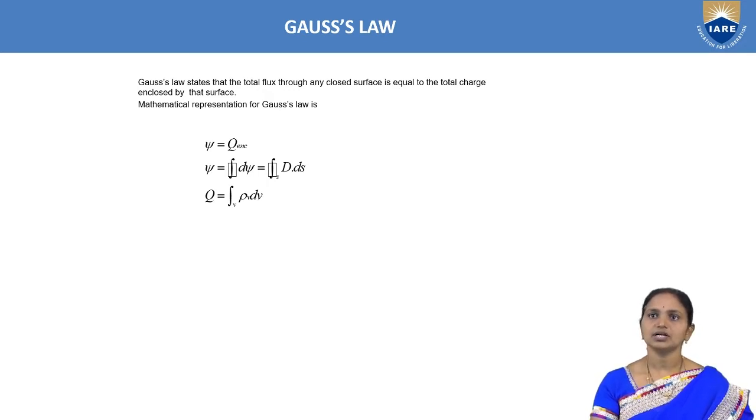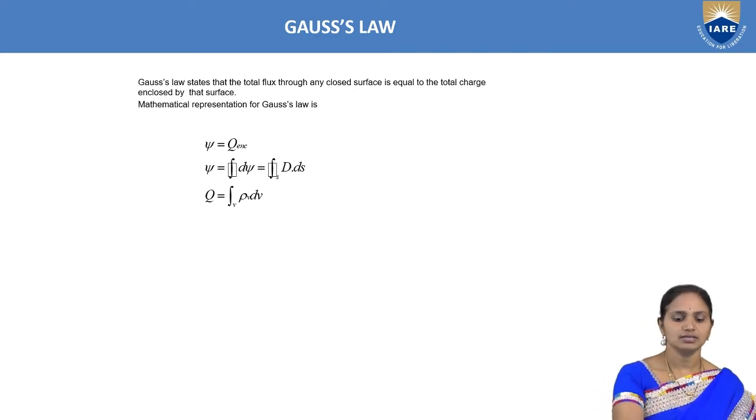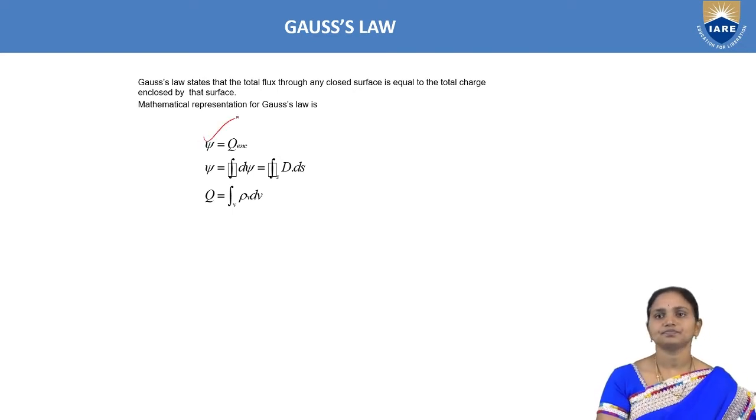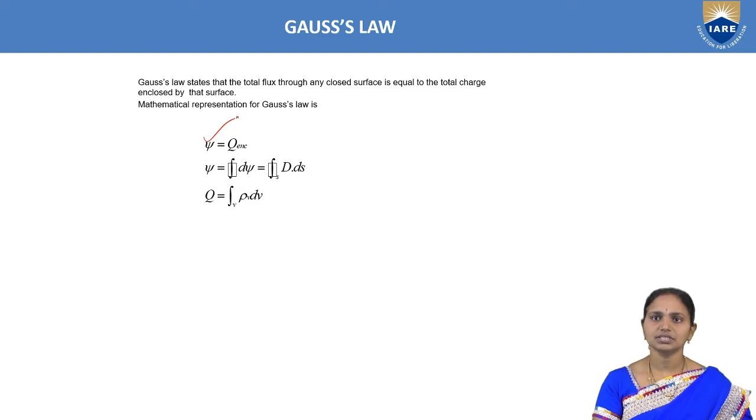The statement of Gauss law is: Gauss law states the total flux through any closed surface is equal to the total charge enclosed by that surface. Here, the total flux through any closed surface, flux is represented with the symbol psi. Electric flux is represented with psi.